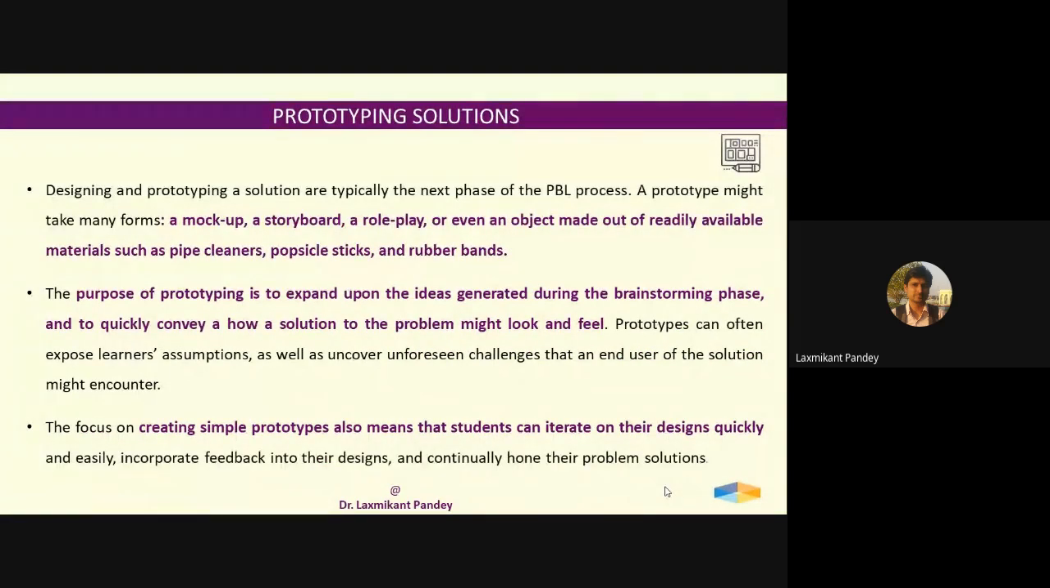Now, this is the prototypic solution. As I told you, the student is going for different pathways or different methods for the solution of that particular problem. So he needs to design a specific solution for that particular problem.